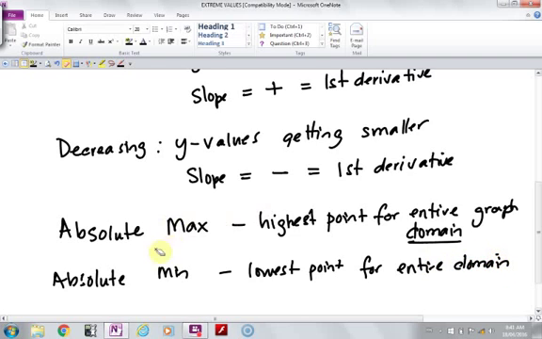Okay, so I spoke to this already, but absolute max and absolute min, we're talking about the highest point over the entire domain of the graph. Okay, so it might be a restricted domain or it might not be, but the highest point for the entire domain is going to be your absolute maximum, and the lowest point for the entire domain will be your absolute minimum. And you don't always have one. So it depends on the function, it depends on the domain, and we will do lots of examples today so you can see that.